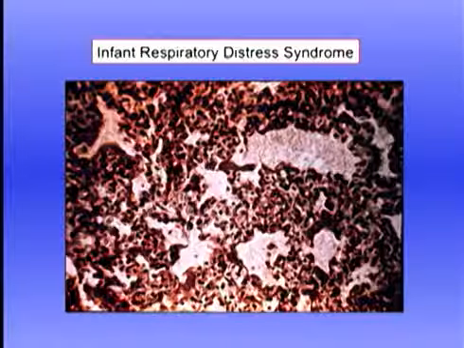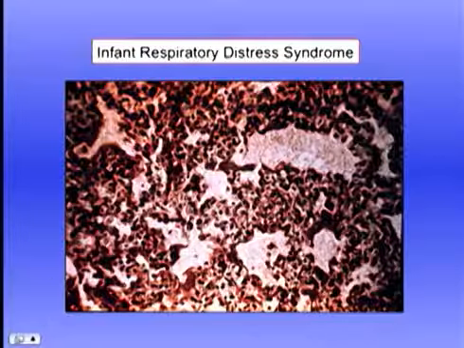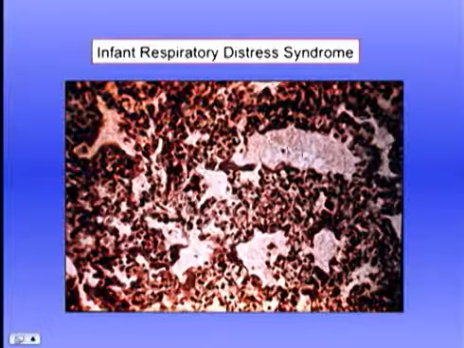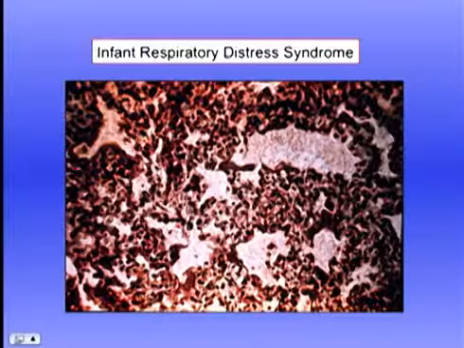Here's a typical section of lung in a patient with the infant respiratory distress syndrome. You can see the areas of atelectasis here, the cellular debris. Now you can see in this particular one the proteinaceous edema here, highly stained edema here. So this lung is in very bad shape, and it's not surprising that there is severe hypoxemia.